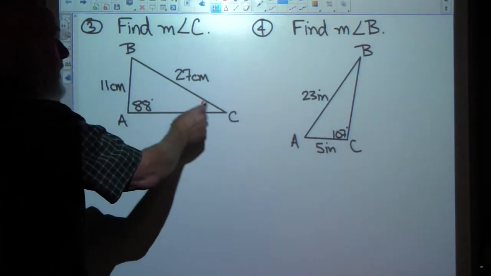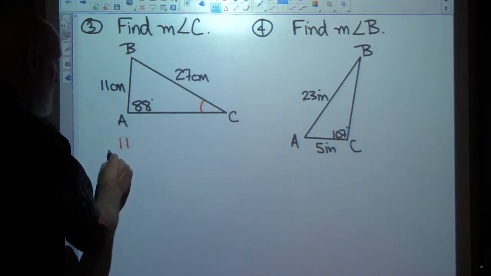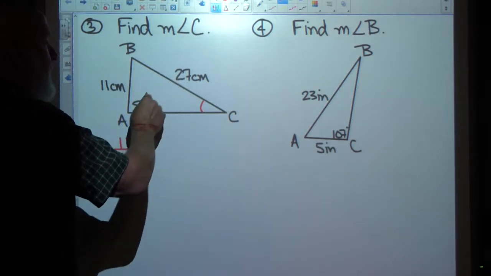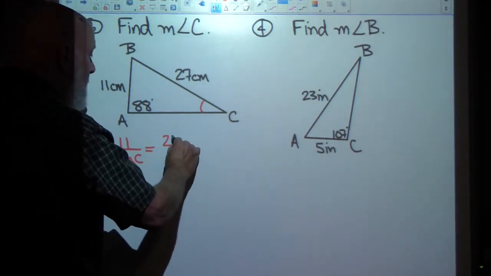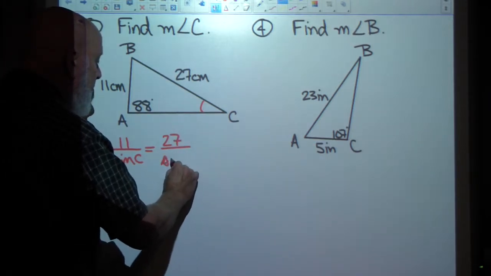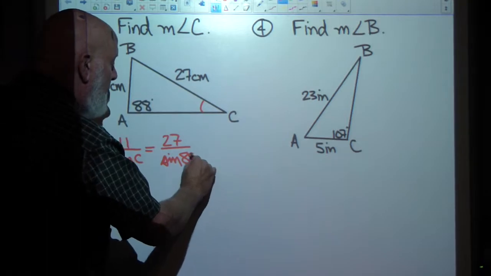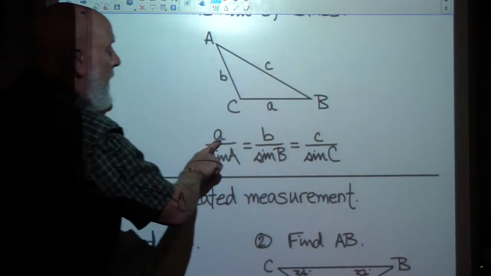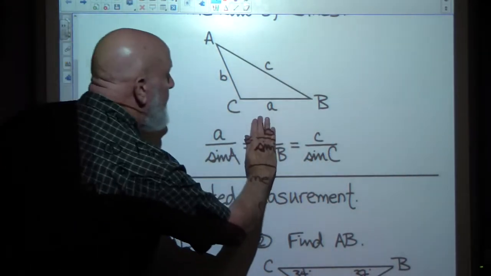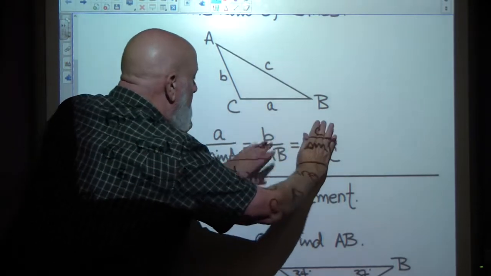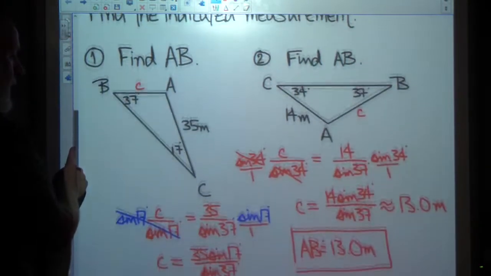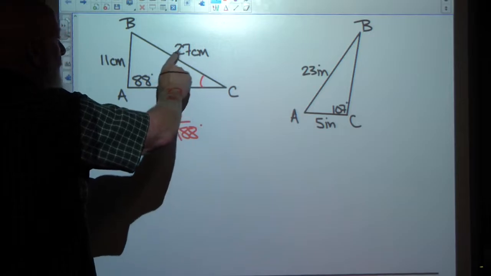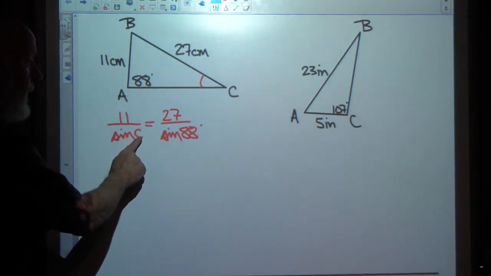And I can say, well, 11 is to the sine of C as 27 is to the sine of 88. Just setting up a proportion based on the law of sines. I can set up any of these proportions, this one, or this one. And so I set up 11 is to the sine of C as 27 is to the sine of 88, and that gives me just one unknown.